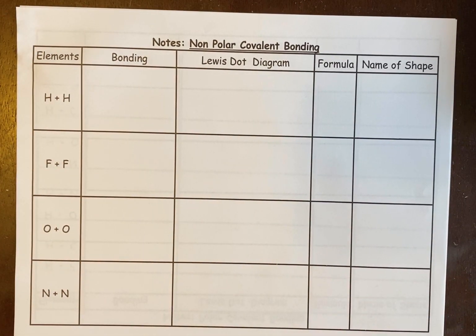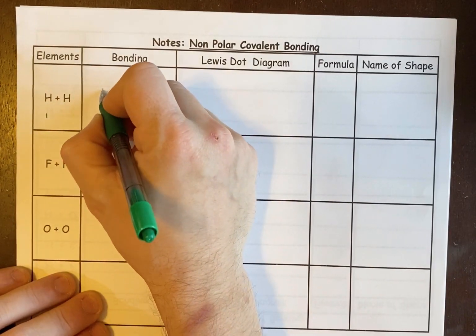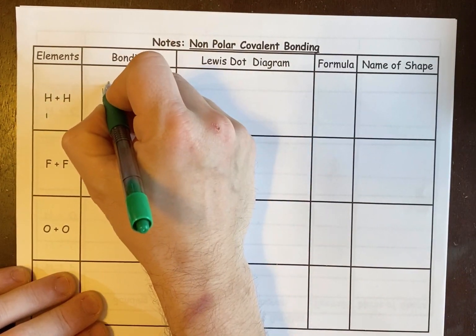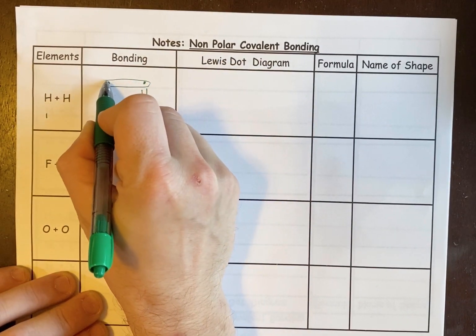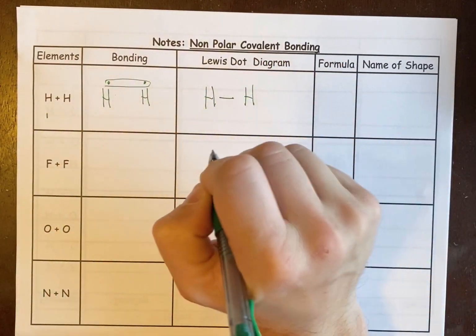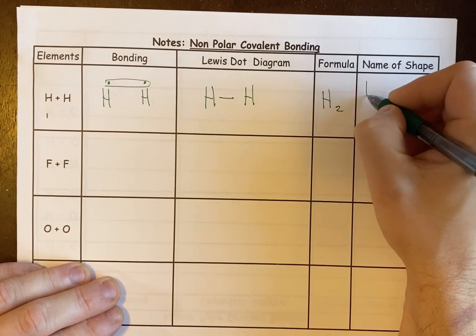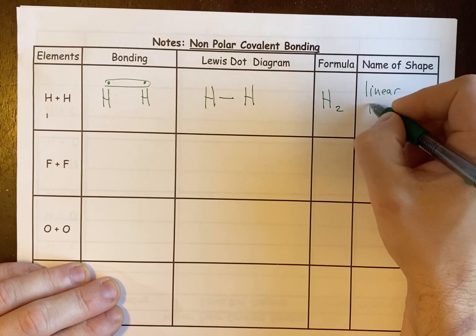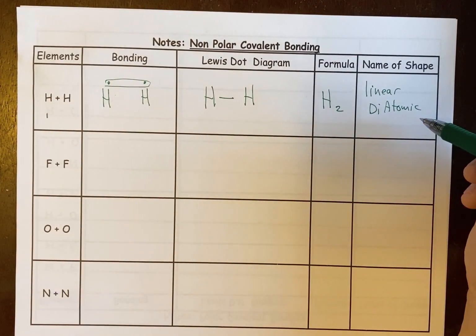So for nonpolar, the first thing you have to do is look up the configurations on the periodic table. Hydrogen's configuration is just one. So when I draw hydrogen bonding to itself, I just draw two H's. They each have one valence electron. It doesn't matter if you put them at the top or on the inside. And since it's covalent, we circle it. When we draw our Lewis dot, the circled electrons become a line, the formula is H2, and the name for the shape is linear diatomic. Diatomic meaning it's two atoms, linear means it's a straight line.